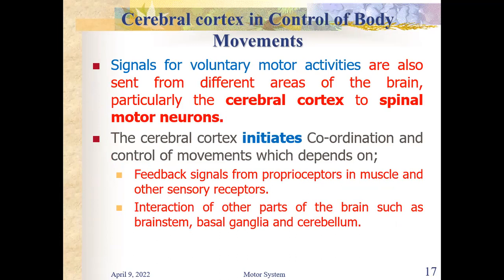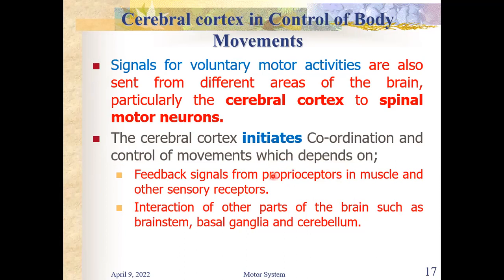So first of all, we have signals. Signals for these voluntary motor activities are sent from different areas of the brain. Remember, we saw the areas of the brain. We saw the pre-central gyrus and the post-central gyrus. We saw the motor cortex, we saw the prefrontal area, we saw the supplementary motor cortex, and the premotor area, and the primary somatosensory area. So signals for voluntary motor activities are also sent from different areas of the brain, particularly the cerebral cortex, to the spinal motor neurons. So the cerebral cortex initiates coordination and control of movement, which depends on feedback signals.